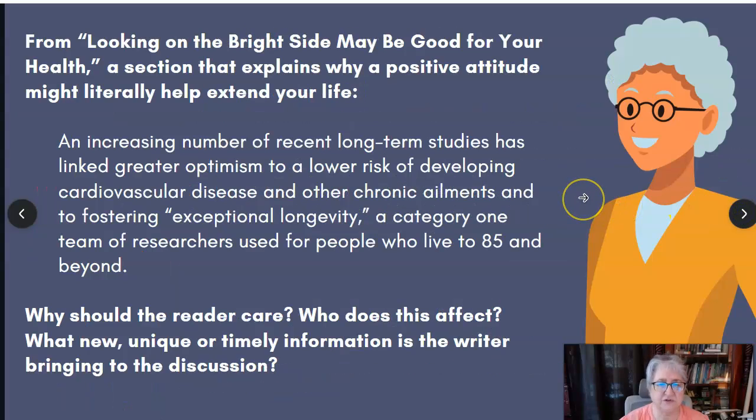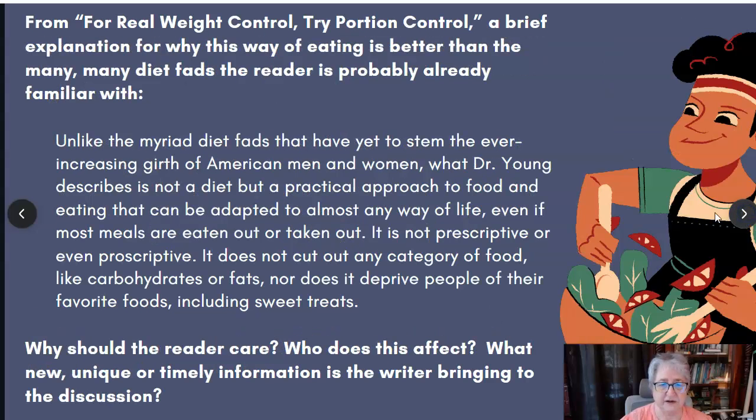So here's a couple of examples. This is again from the Times. Here's the nut graph, and it starts off with a woman talking about how she eats nothing but peanut butter or something like that. An increasing number of recent long-term studies has linked greater optimism to a lower risk of developing cardiovascular disease. Right, so why should we care? Because we all want to live to be old. Who does this affect? Pretty much all of us. Why is it information? Well, because it's recent long-term studies, right? And particularly these days, optimism makes a big difference. So this nut graph answers these questions. Right? Here's another one.